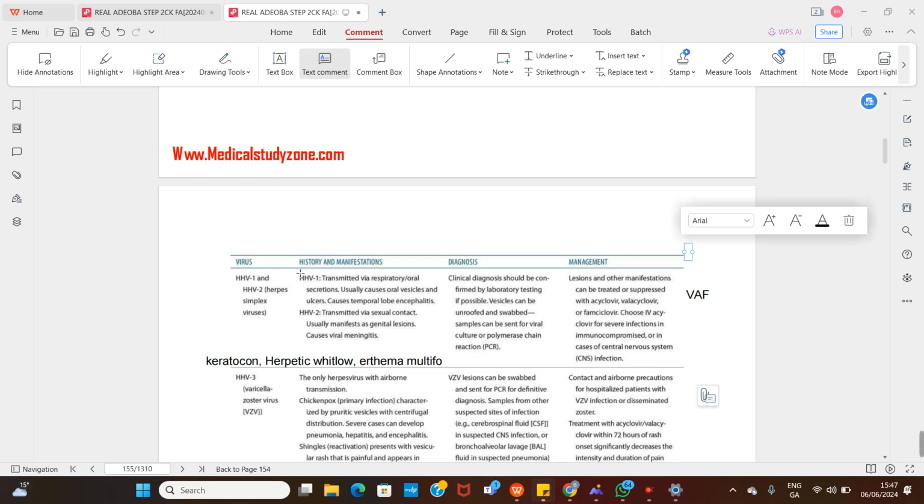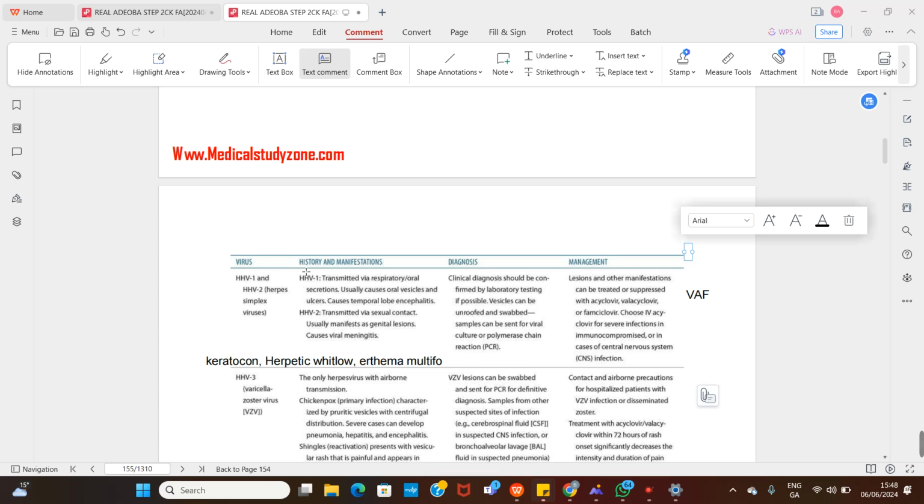So, how is human herpes virus type 1 transmitted? It is usually transmitted via respiratory droplets or via exchange of oral secretions like saliva, right? And what is the primary manifestation of the infection? What do you typically see? You are going to see vesicles. That's the first thing you have to have at the back of your mind for most of the herpes simplex viruses: vesicles with erythematous base. I'm going to show some of these vesicles so we can appreciate how they look.